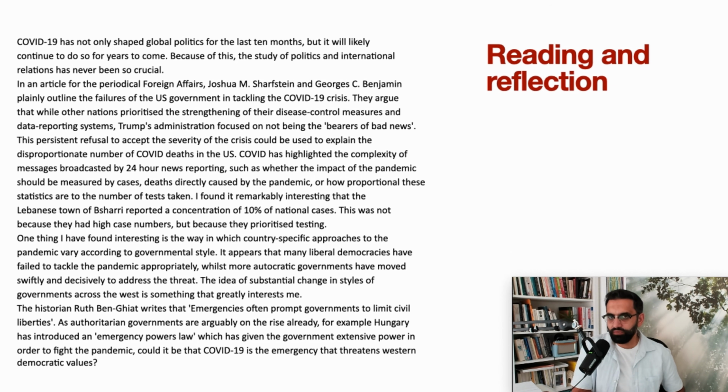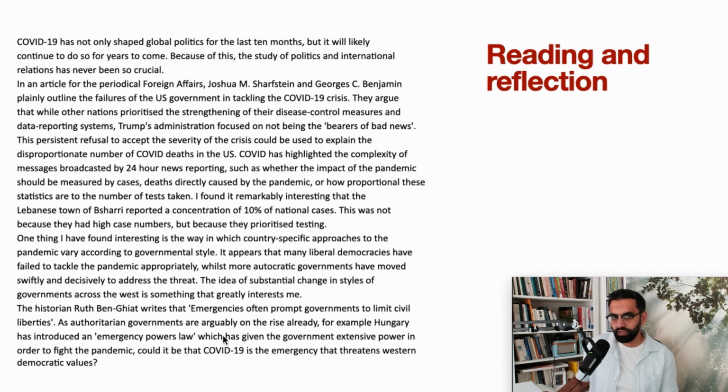This is another paragraph that demonstrates reading and reflection. COVID-19 has not only shaped global politics for the last 10 months, but it will likely continue to do so for years to come. Because of this, the study of politics and international relations has been so crucial, right? So that's your first sentence or first couple of sentences. And then the student goes on to, I think it was a male student here, if I'm not mistaken, but then he goes on to his study. So he read a Foreign Affairs article, and he looked at the impact of COVID, and again makes some reflections at the very end there, actually during the paragraph, right?